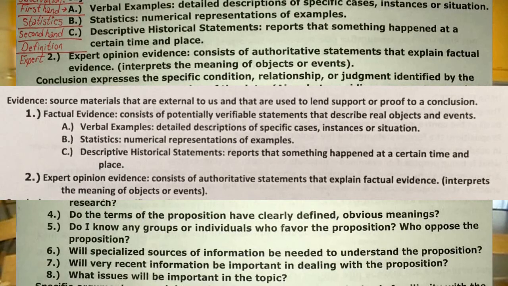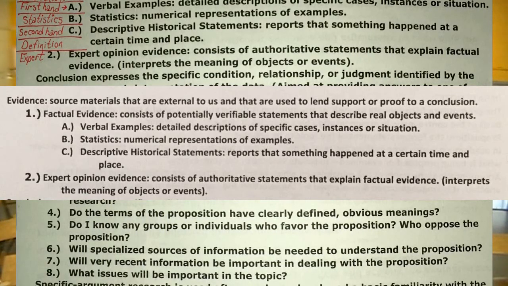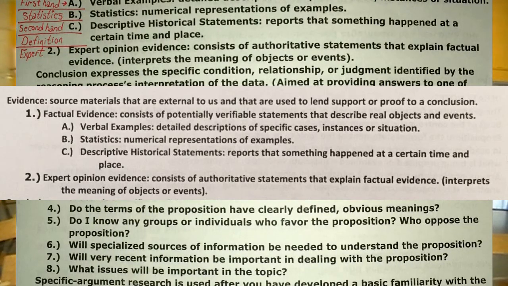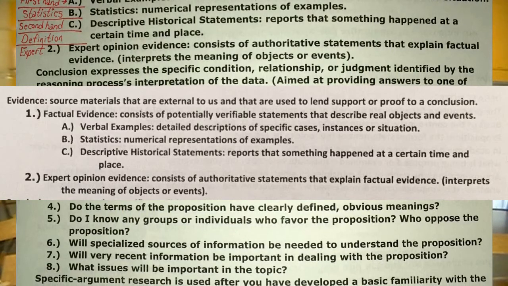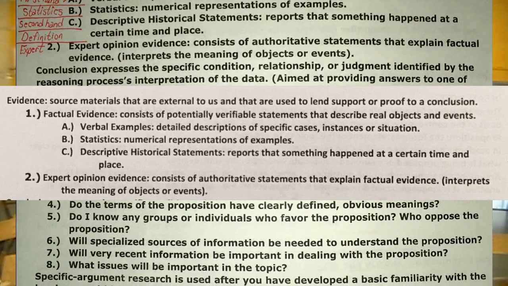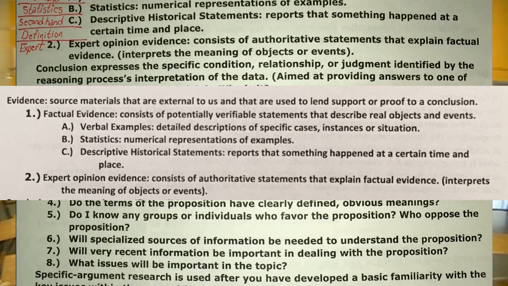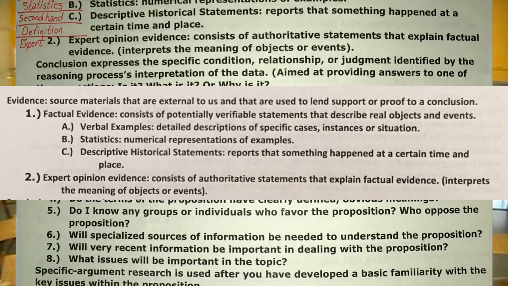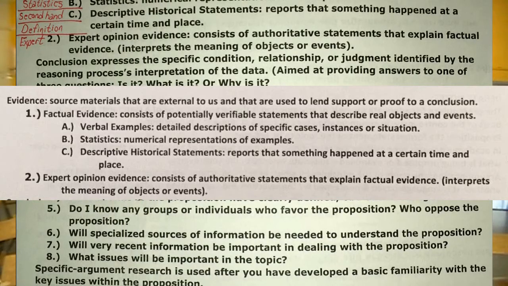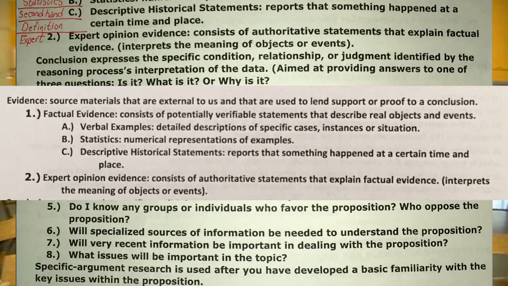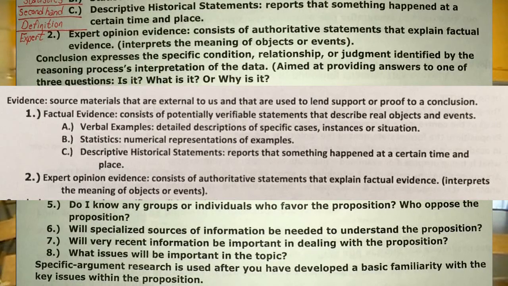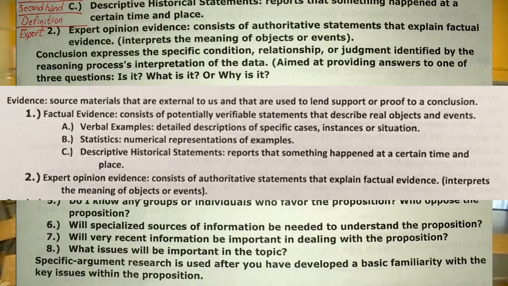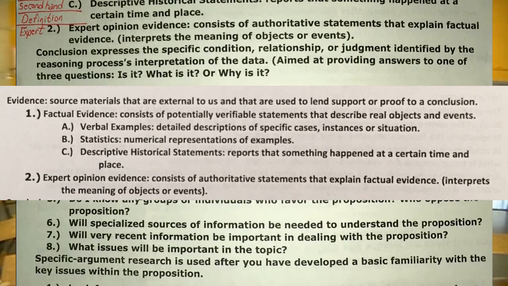Okay, so someone else take another stab at it. Which one, A, B, or C, do you think would be a first-hand observation? So we have A, verbal examples, which are detailed descriptions of specific cases, instances, or situations. Then we have B, statistics. I think it's A. So your first-hand observations are going to be A. They're going to be those verbal examples, which are just detailed descriptions of specific cases, instances, or situations.